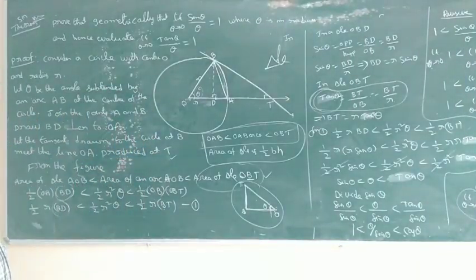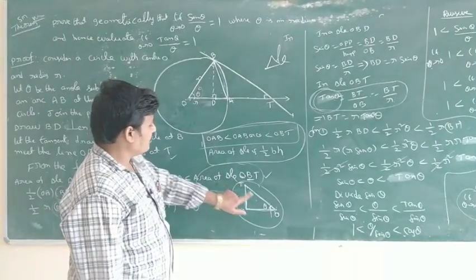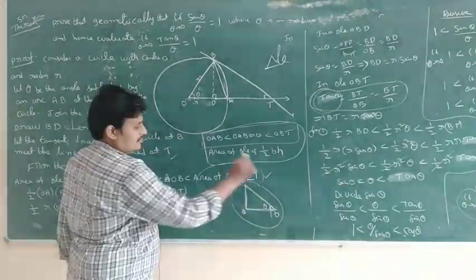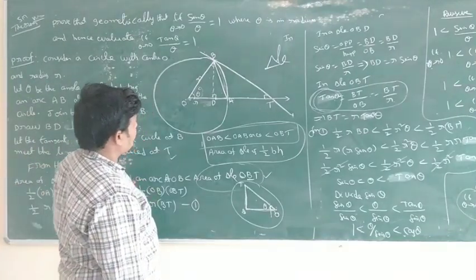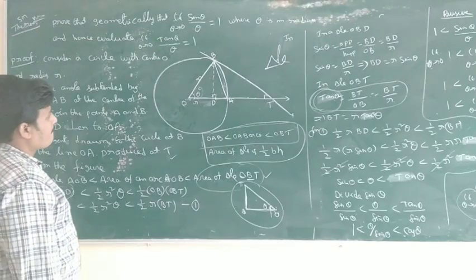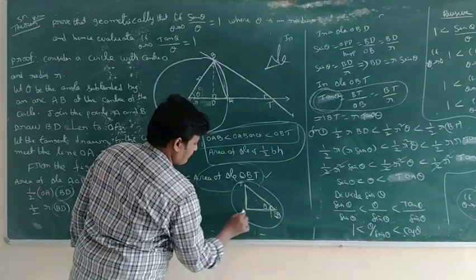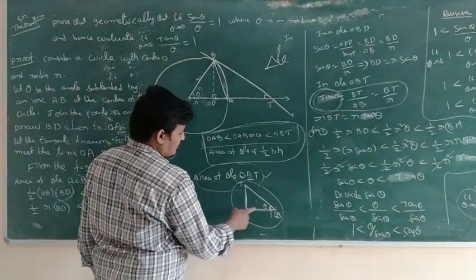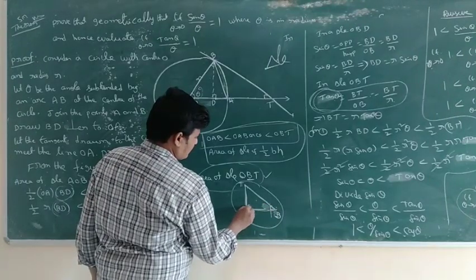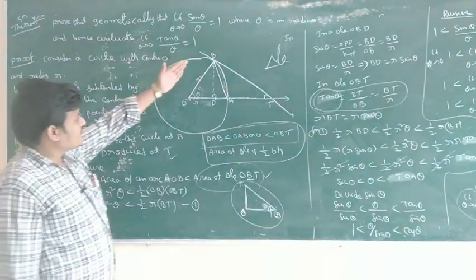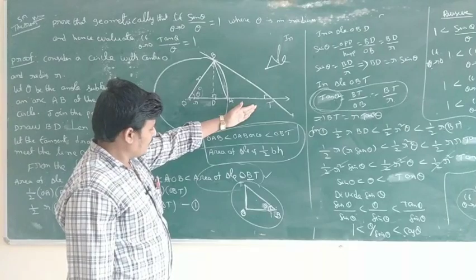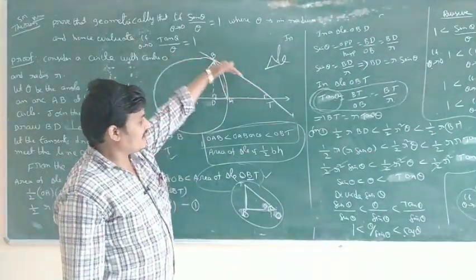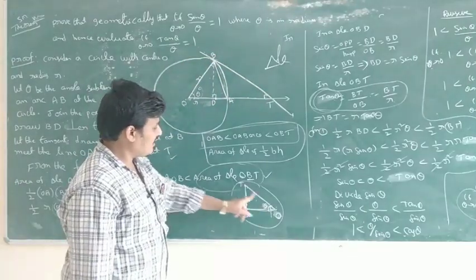Any confusion? No confusion. In triangle OBT, OB is the base, BT is the height, and OT is the hypotenuse, with the angle at B.